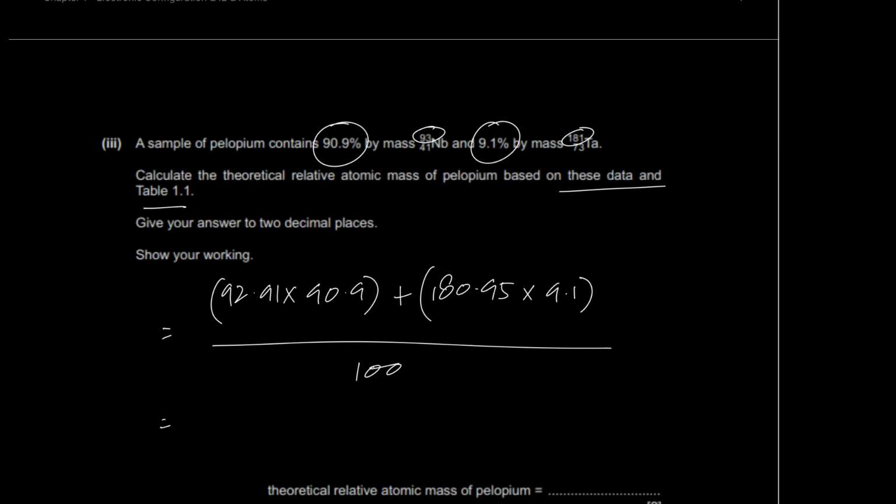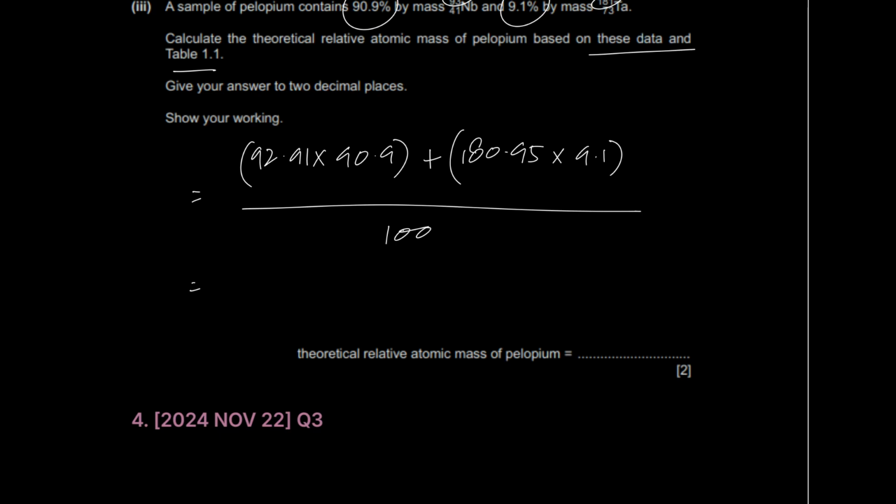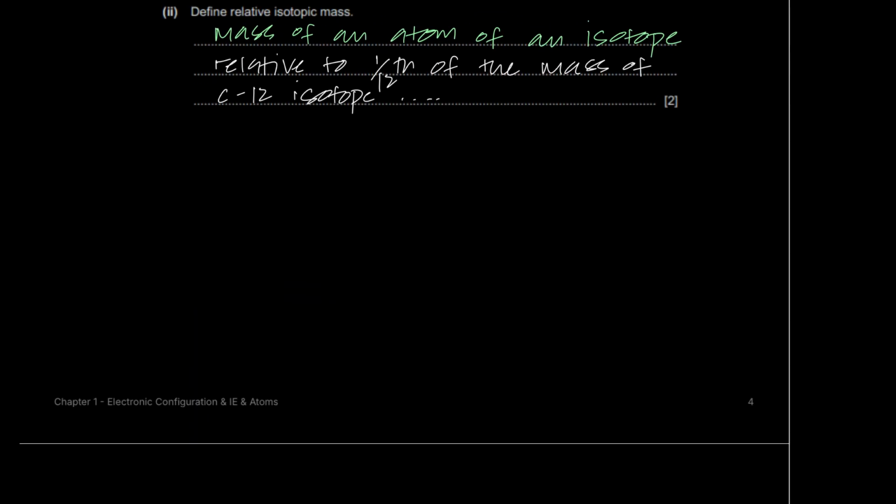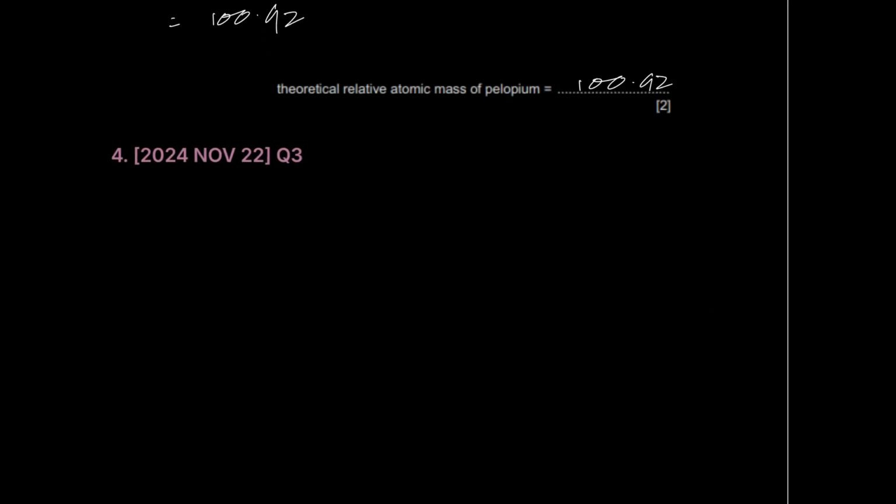So Nb and Ta. What do we get, guys? To 2 decimal places, it's 100.92. Thank you. No units. Ar has no units. Isotopic mass you can write amu, because amu literally means unified atomic mass unit. It's just a short way of saying 1/12 of the mass of a carbon 12 isotope. That's what amu is, which we studied in the morning.